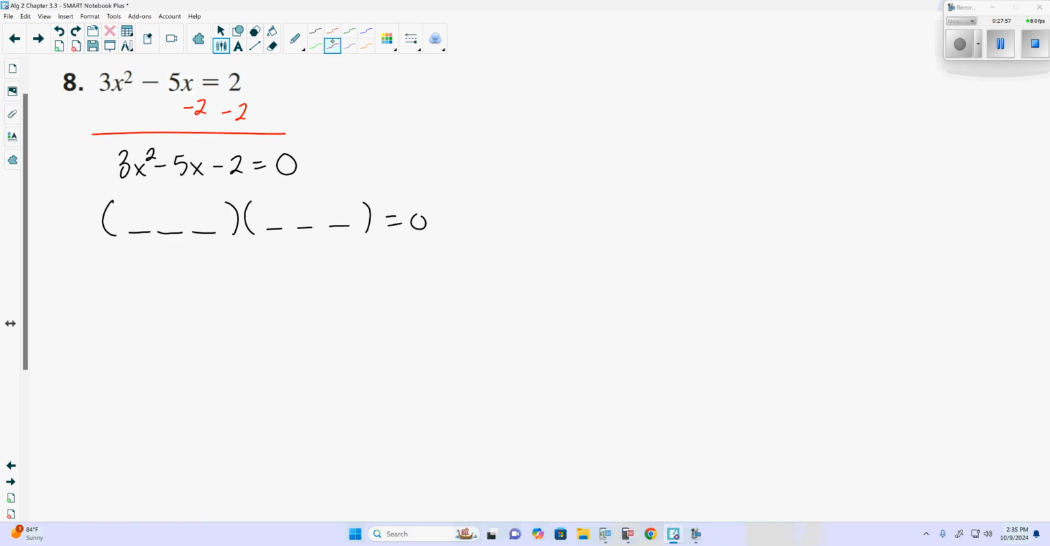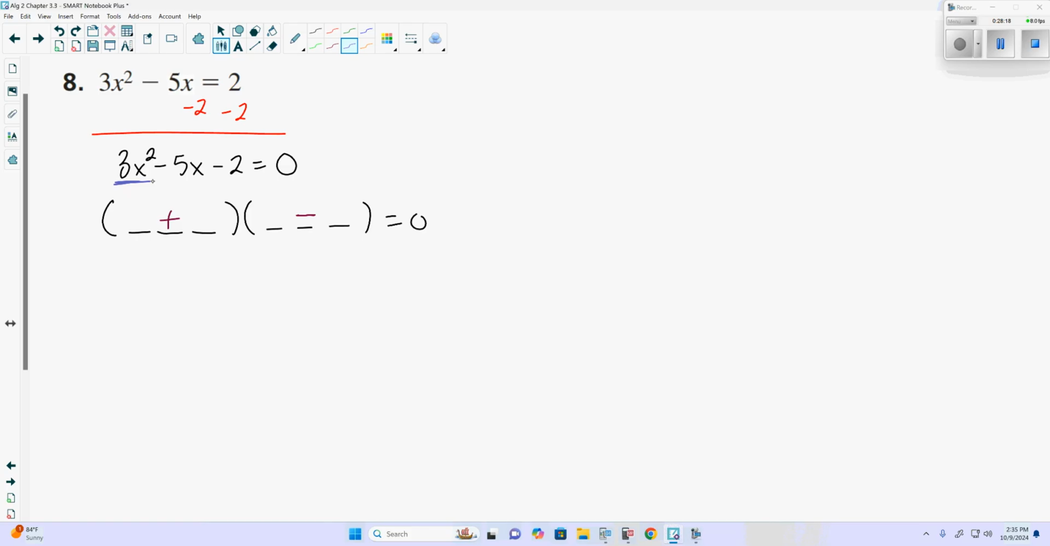I'll go on and tell you there is no greatest common factor between these three terms. So we can move on to our signs. The third term is negative. Since the third term is negative, our signs are opposite. They are different. One of them is going to be positive, one of them is going to be negative.